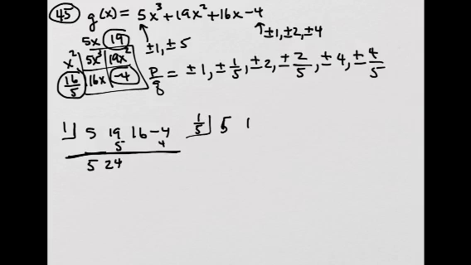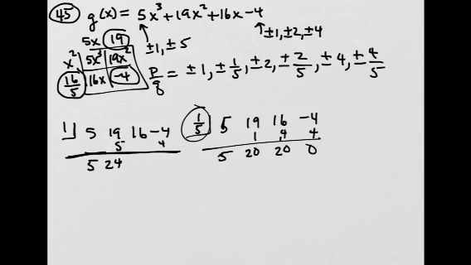5, 19, 16, negative 4. Bring down the 5. 5 times 1/5 is 1. And when you add that column, you get 20. 20 times 1/5 is 4. And then you add the column and you get 20. 1/5 times 20 is 4. And we get the 0. So 1/5 worked. And remember, this means 5x squared plus 20x plus 20.